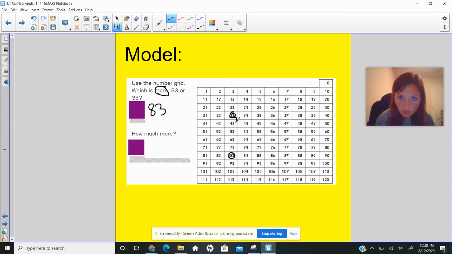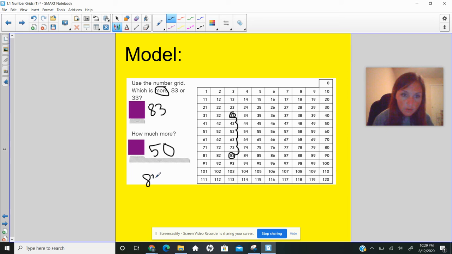So 10, 20, 30, 40, 50. And I don't have to go anymore. So I know that this is 50 more. Okay, and I can check it by doing my up and down subtraction.